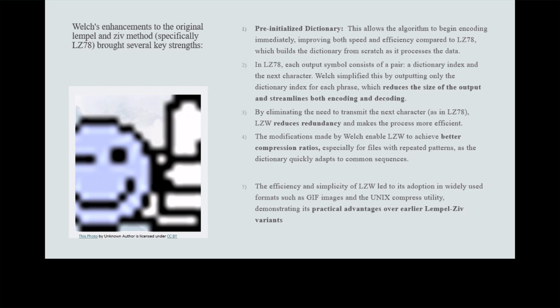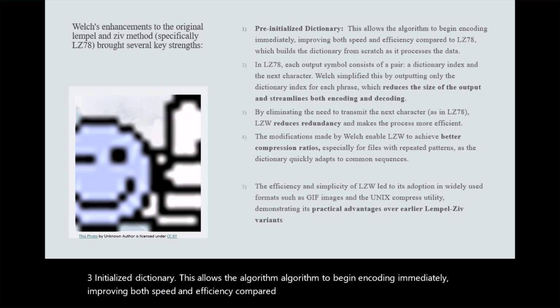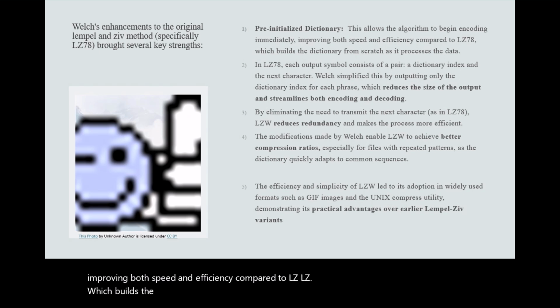Welch's enhancement to the original Lempel and Ziv method. Pre-initialized dictionary. This allows the algorithm to begin encoding immediately, improving both speed and efficiency compared to LZ, which builds the dictionary from scratch as it processes the data.